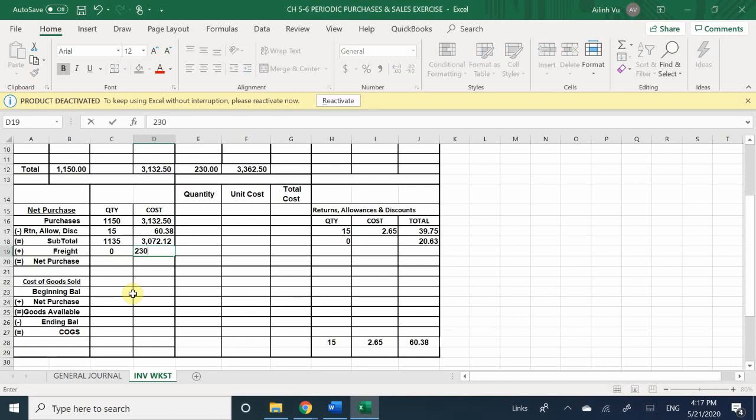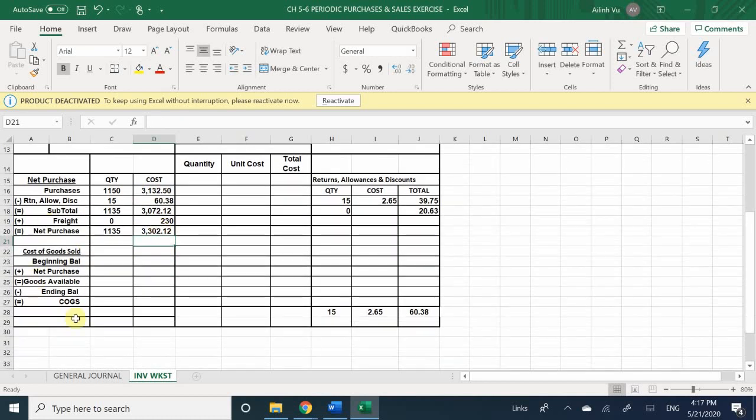How much was freight? 230. And here it indicates we need to add it. So, what is 1135 plus 0? 1135. And then what is 3072 plus the 230? Yes. Okay. Well, now we've done that section.